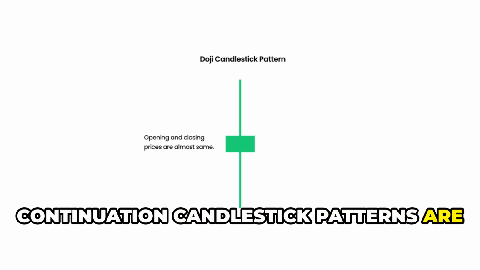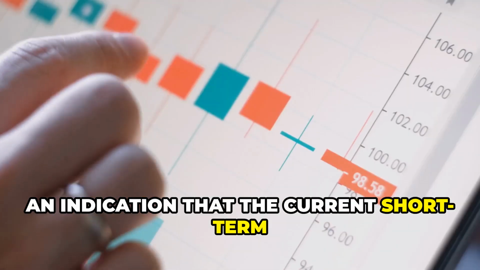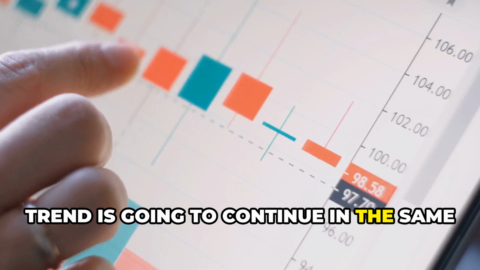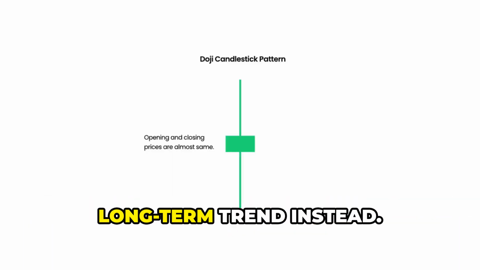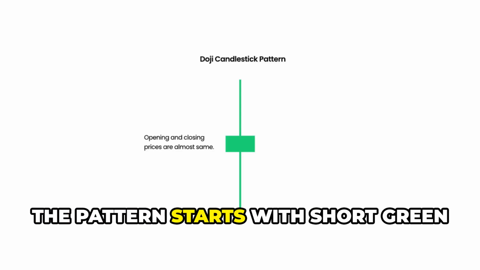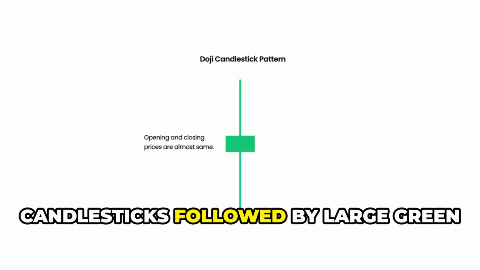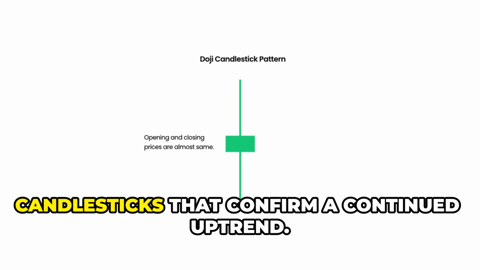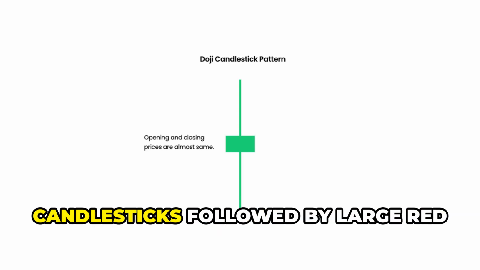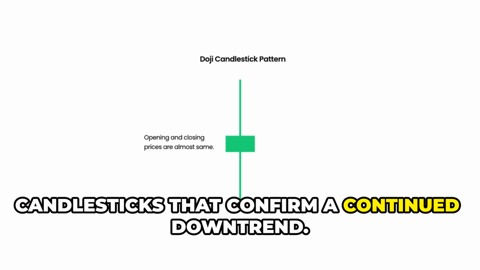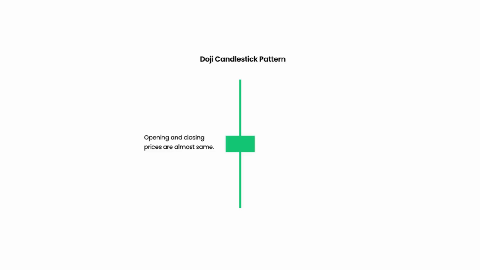Continuation candlestick patterns are an indication that the current short-term trend is going to continue in the same direction in the future and convert into a long-term trend instead. During an uptrend, the pattern starts with short green candlesticks followed by large green candlesticks that confirm a continued uptrend. During a downtrend, the pattern starts with short red candlesticks followed by large red candlesticks that confirm a continued downtrend.